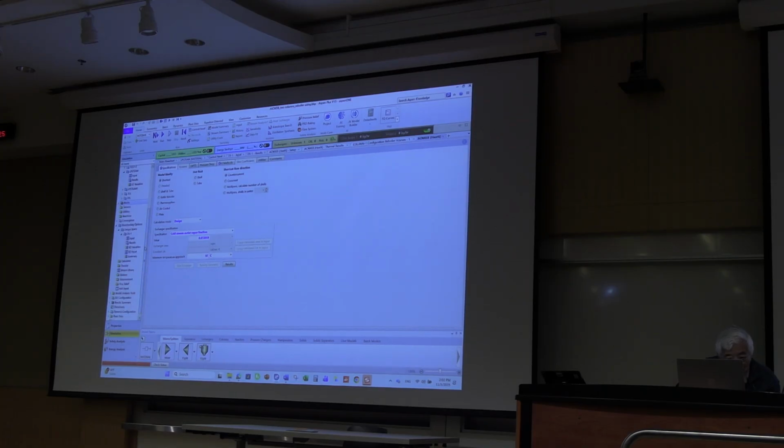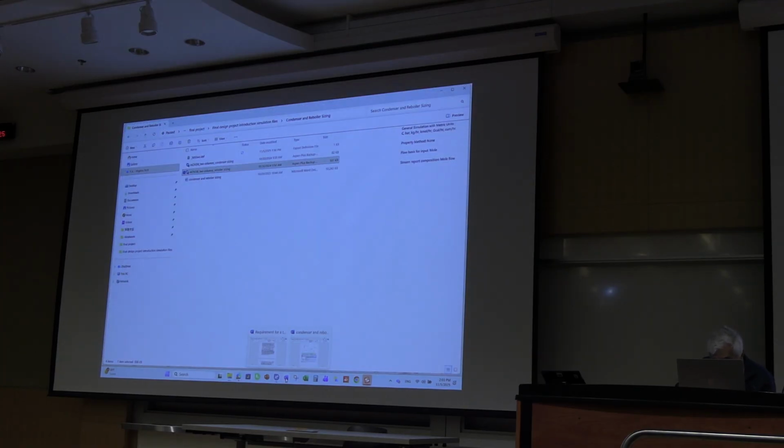And you use a design spec: the coming-out temperature, or the vapor fraction coming out of the reboiler, and you vary the LP steam flow rate. So you can follow the instruction in the simulation example. Now, look at today's handout.